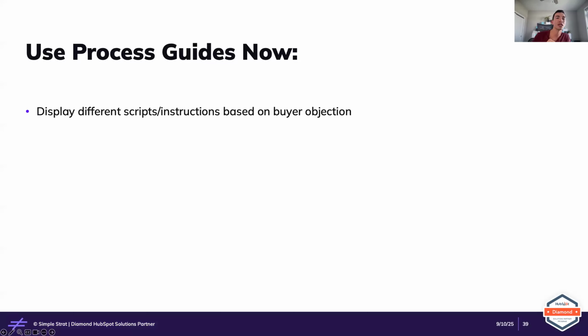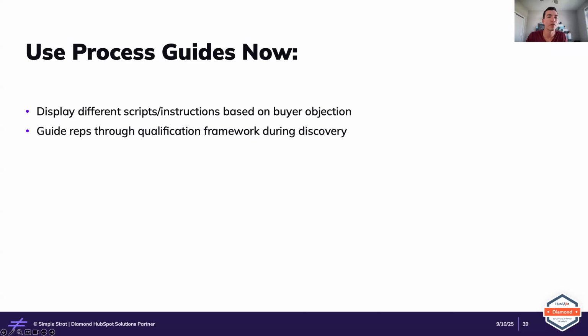So some use cases for this, you can display different scripts or instructions based on a buyer objection. So you're in a sales call, you've got a list of common buyer objections, sales rep selects one, and it populates a script that they can use to help overcome that objection. Guide reps through a qualification framework like BANT while they're in their discovery. You can do a structured support call intake. So if you want to create a ticket in a very structured, very dynamic way that's a little bit more dynamic than just the create ticket form, you could use a process guide to go through that.